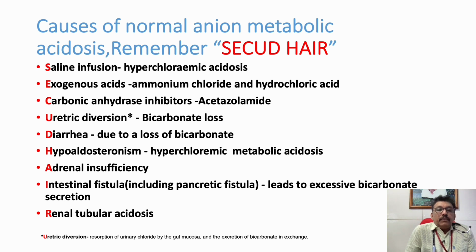Hypoaldosteronism: hyperchloremic metabolic acidosis can occur, like with large volume overload, you can get the same problem. Adrenal insufficiency, intestinal fistula, there also you can get excessive bicarbonate loss. Renal tubular acidosis. So these are the common causes for normal anion gap metabolic acidosis.